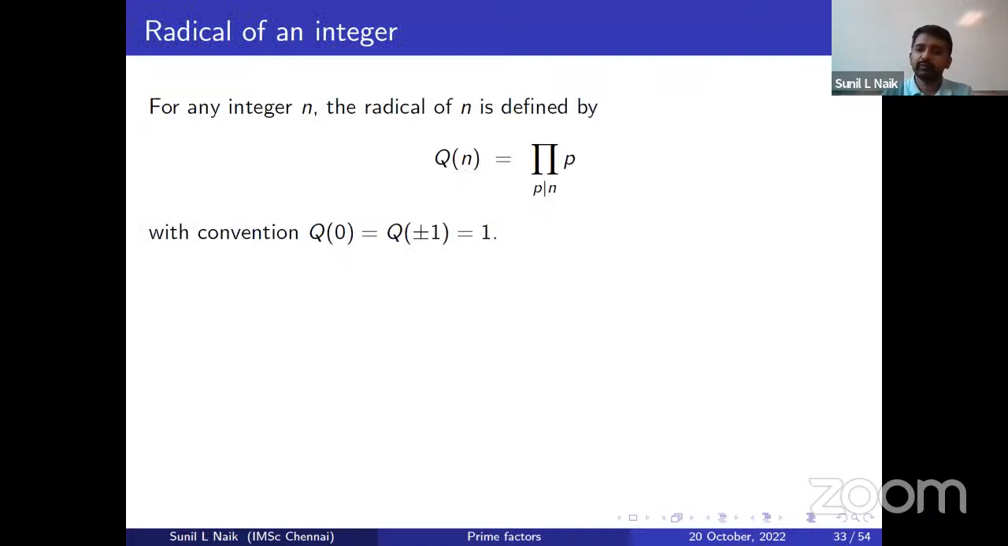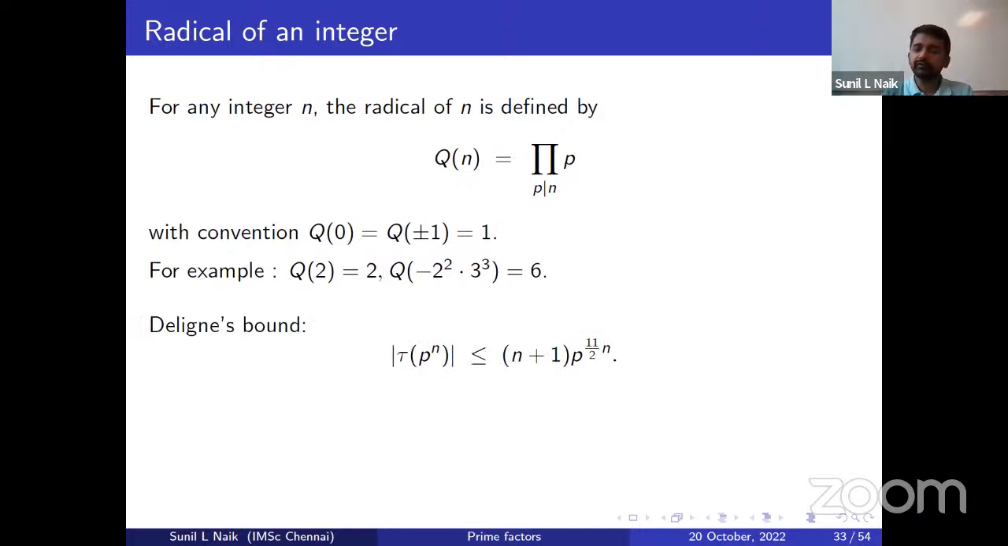Now we come to the second part of our talk, the radical of Fourier coefficients of modular forms. For any integer n, let the radical of n be equal to the product of the prime divisors of n. We also set the radical of 0 to be 0. For example, the radical of 2 is equal to 2 and the radical of minus 108 is equal to 6.